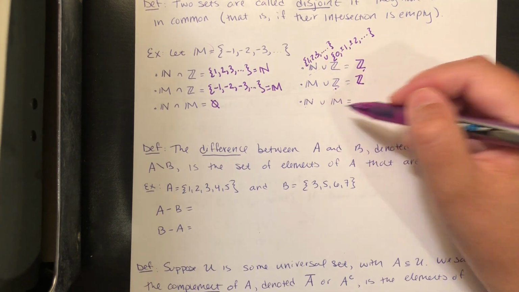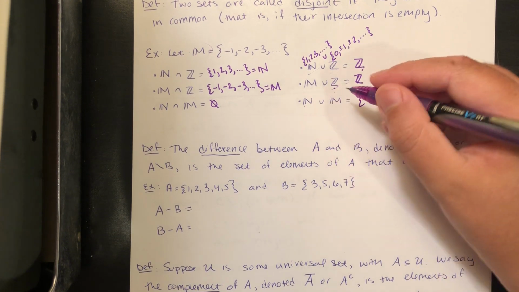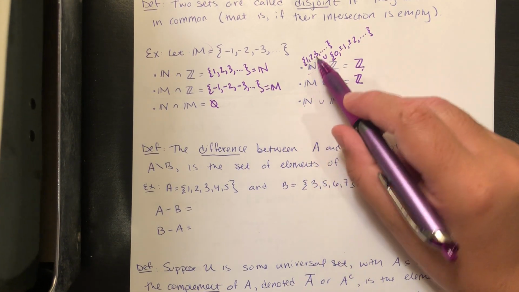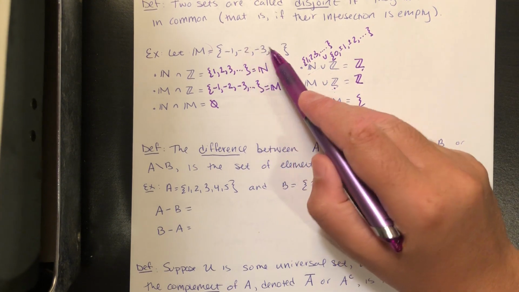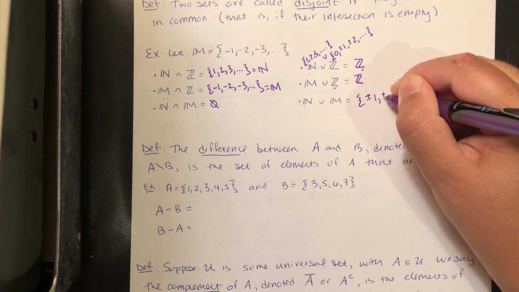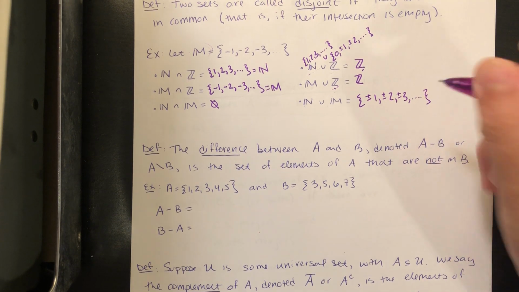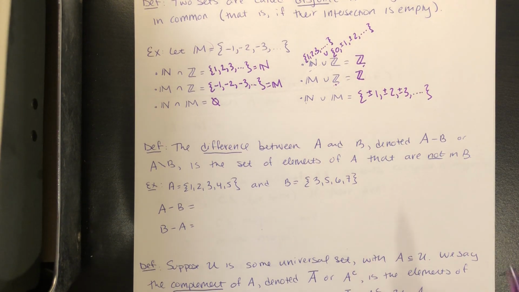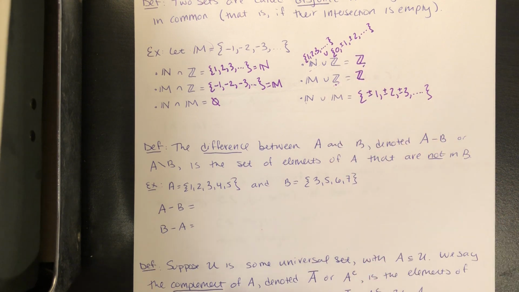What about the natural numbers unioned with the negative integers? Well, the natural numbers are going to give you 1, 2, 3, etc. And then m is going to give you -1, -2, -3, etc. So we end up with positive 1 and -1, positive 2 and -2, positive 3 and -3, etc. Which is almost the set of integers, except not quite, right? Because technically we don't end up getting 0 when we union these two sets together. So it's not quite equal to the integers, but it's close.